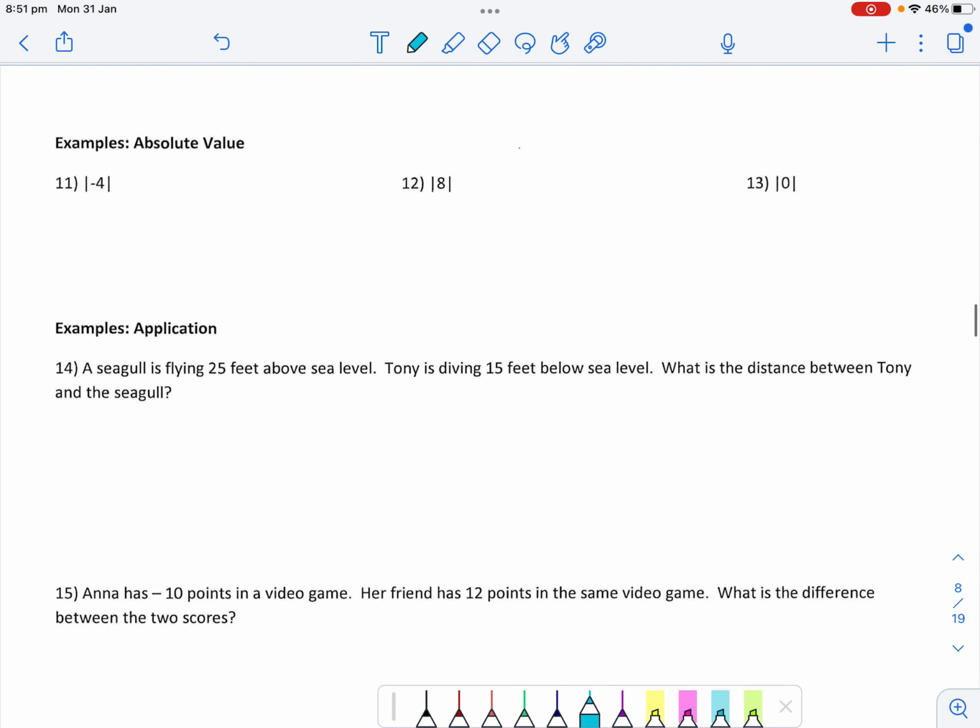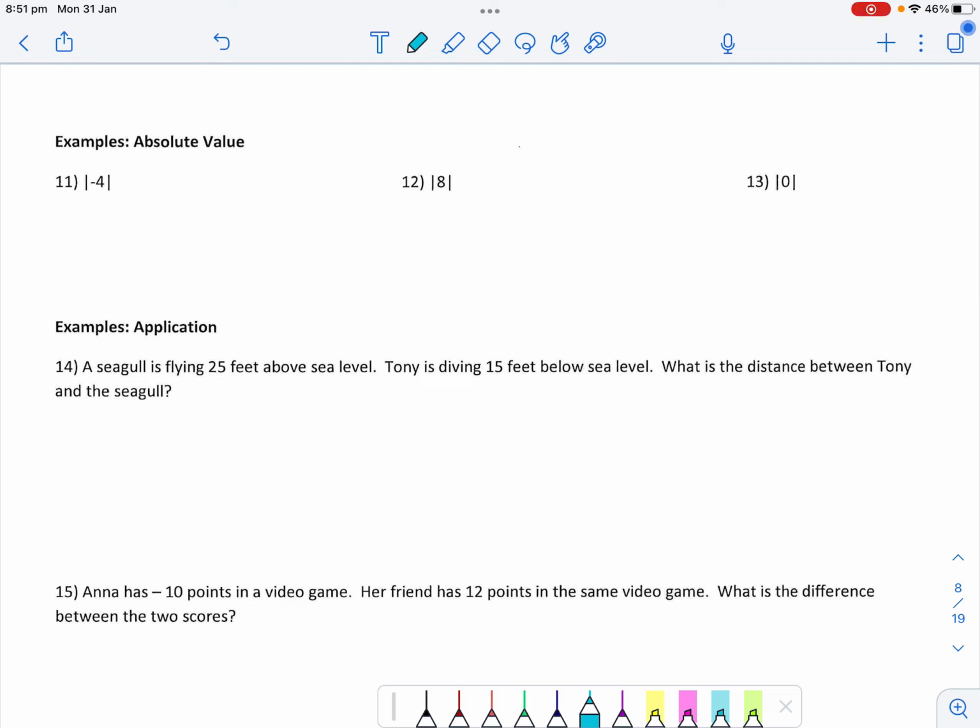Our next example is absolute value. Remember that absolute value is the distance from 0 on the number line. So I'm going to draw a little number line up here. So 1, 2, 3, 4. So here's negative 4. If I start at negative 4, I am 1, 2, 3, 4 units away from 0. So the absolute value of negative 4 is 4. Here I'm going to be 8 units away from 0, and here I'm going to be 0 units away from 0.